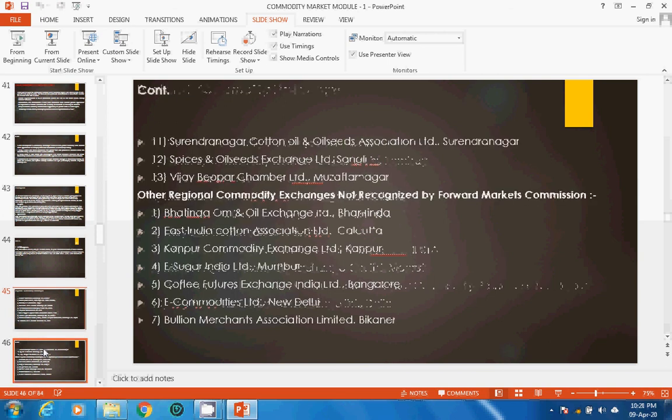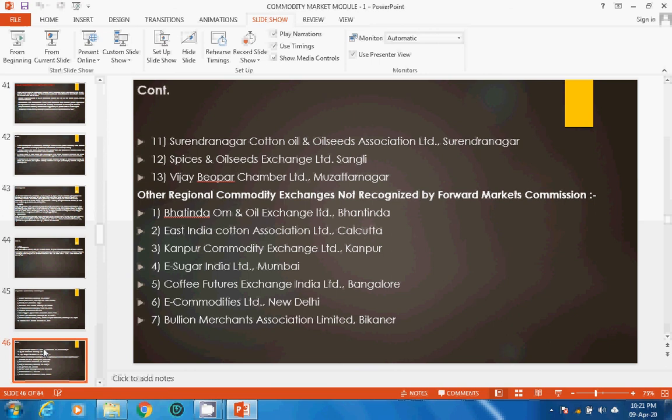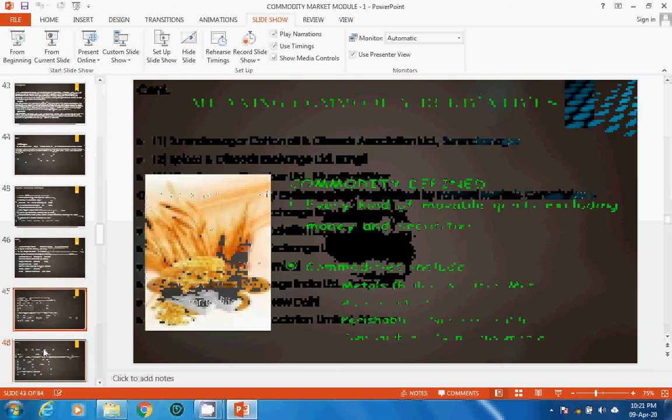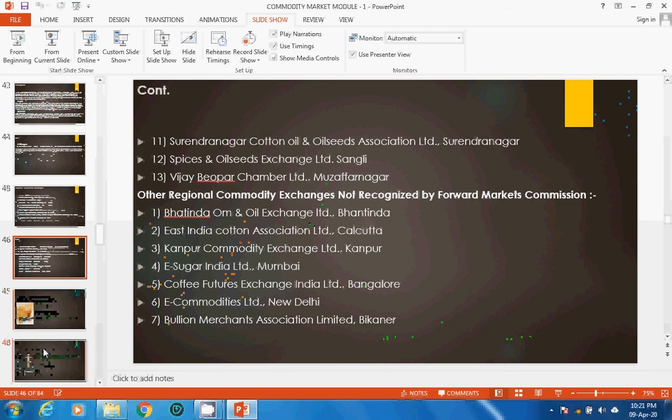Now there are other regional commodity exchanges not recognized by the Forward Markets Commission, that is the regulatory authority: East India Cotton Association Limited, E-Sugar India Limited, Coffee Futures Exchange India Limited. These are some of the regional commodity exchanges which are not recognized by the FMC.